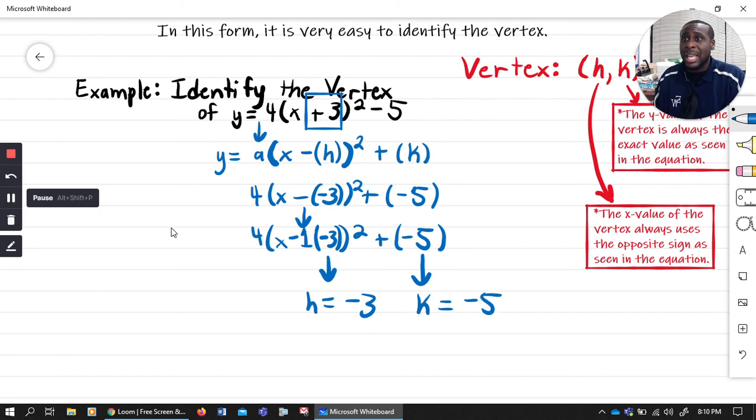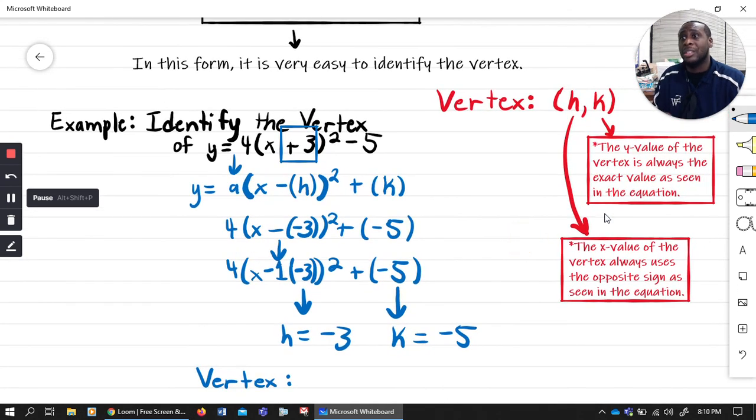And since that is true, guys, our vertex is and can only be that h, k, which is negative 3, negative 5, for this example. I hope that makes sense, guys.